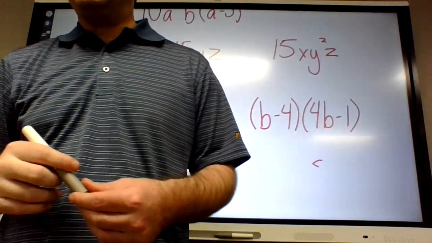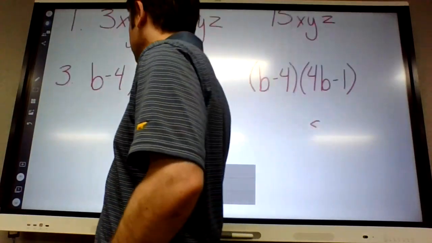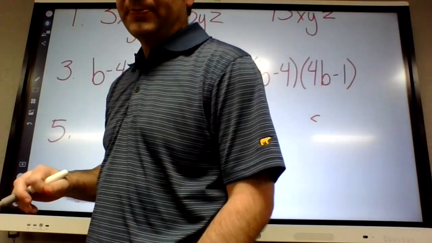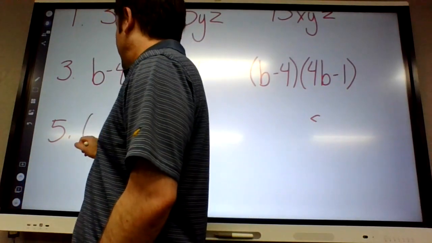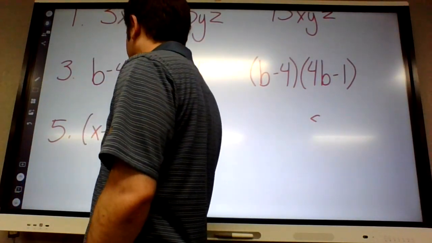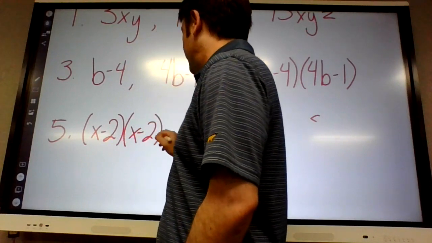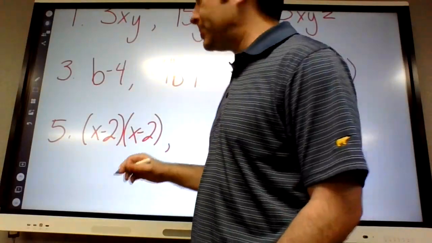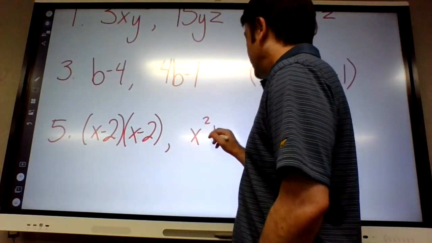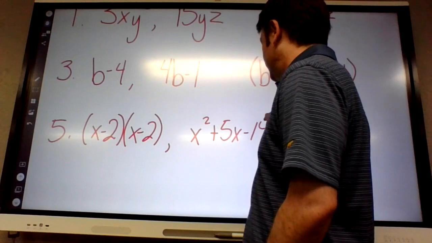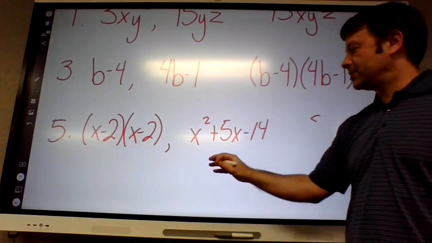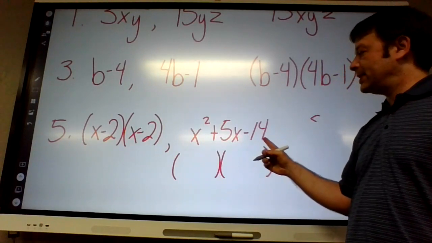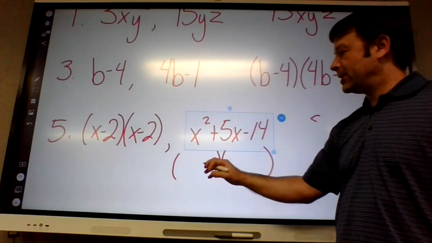So 2 is more like number 5. Number 5, x minus 2 squared. So just remember, x minus 2 squared, that just means x minus 2 times x minus 2, right? We got 2 of those. And then x squared plus 5x minus 14. If it looks like it can factor, you need to factor it. That's kind of the rule here. So what does this factor to? What multiplies into negative 14 that would add up to 5?